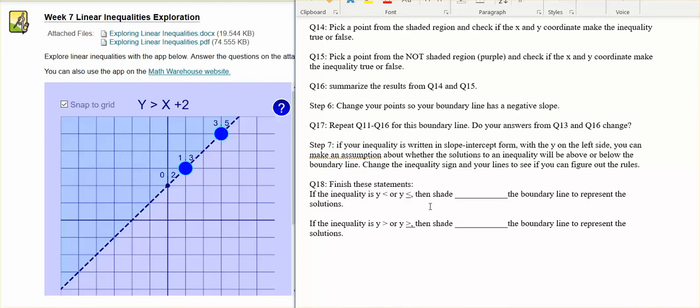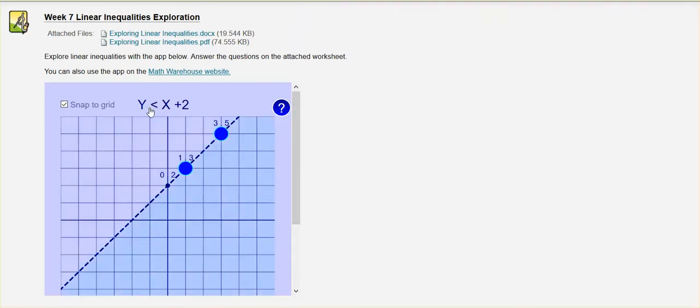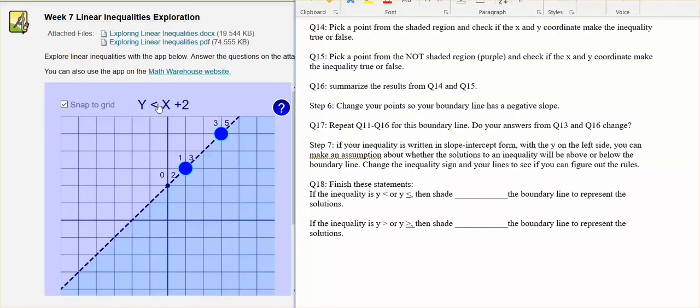Okay, so then you're going to look at whether it's shaded above or below, when it's greater than, or when it's less than. The shaded above or below rule only holds true if you have y by itself on the left side. So if it's in like y equals mx plus b form, except instead of the equal it's an inequality. So it has to be y by itself on the left side, and then the inequality for you to use the rule about shading above or below.